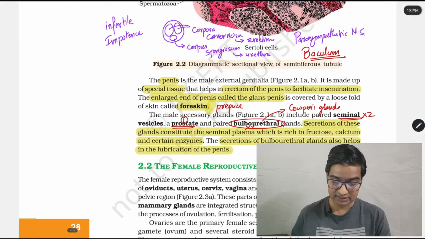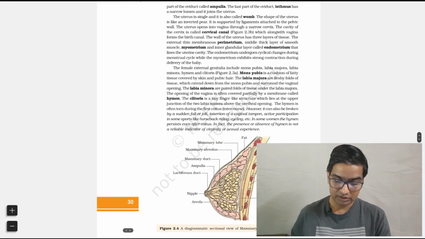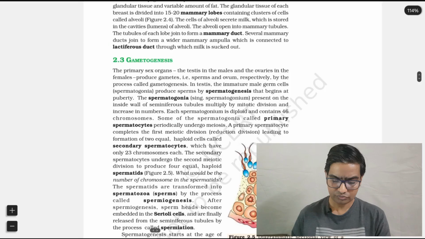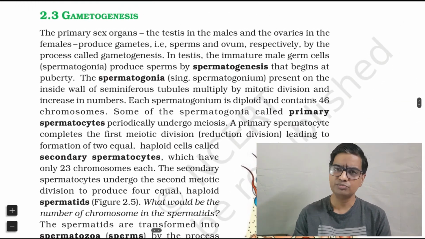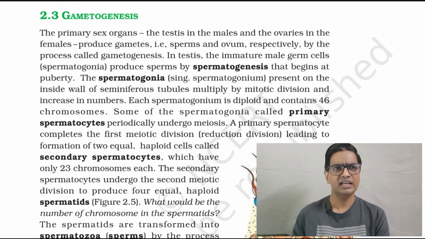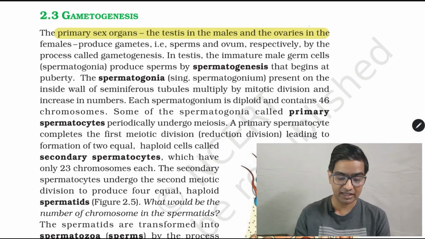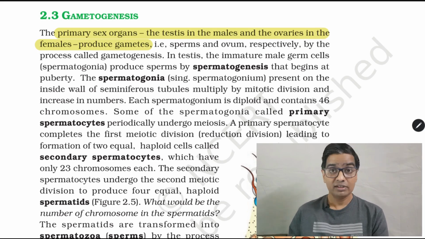Now, once this is done, you will kindly jump directly to this part, gametogenesis. What exactly is gametogenesis? The formation of sperms and ovum is called gametogenesis. In males, sperms; in females, ovums. In males, testes are the site of spermatogenesis, and in females, ovaries are the site of oogenesis. That's why they are called the primary sex organs. They produce gametes.